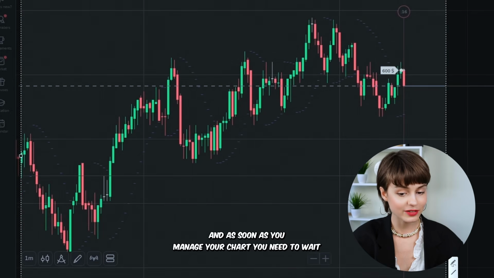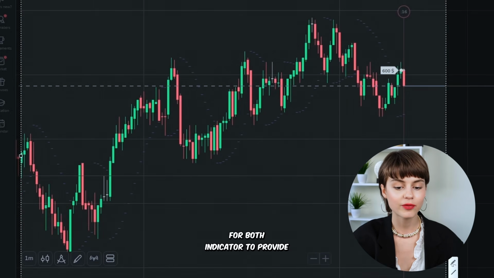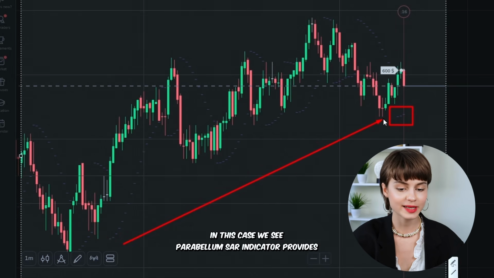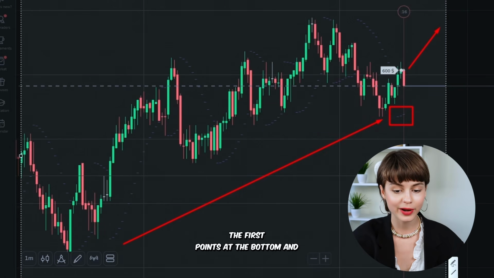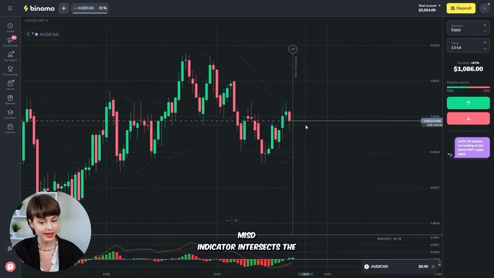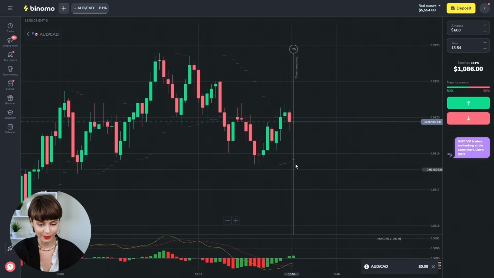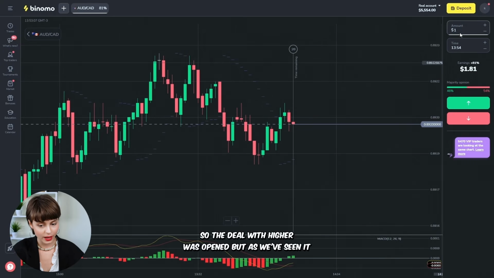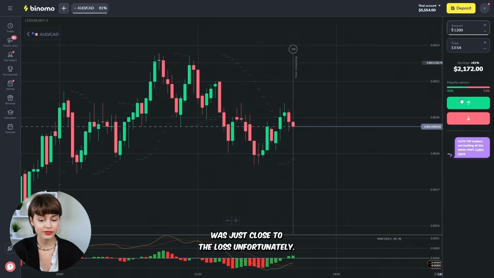And as soon as you've managed your chart, you need to wait for both indicators to provide a signal in the same direction. In this case, we see parabolic SAR indicator provides the first point at the bottom and MACD indicator intersects the zero border from bottom to top. So, the deal with higher was open, but as we see, it was just closed at a loss, unfortunately.